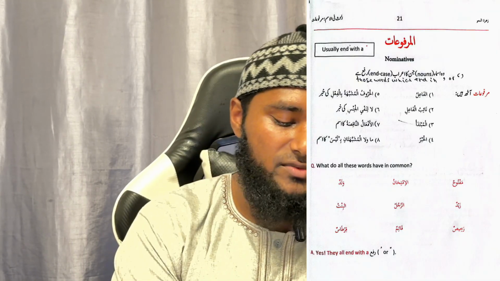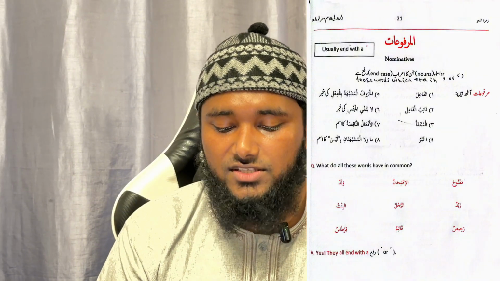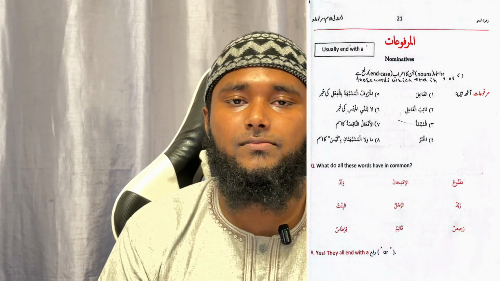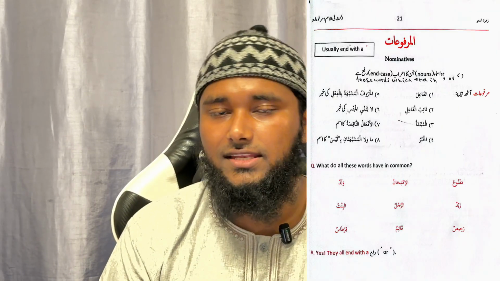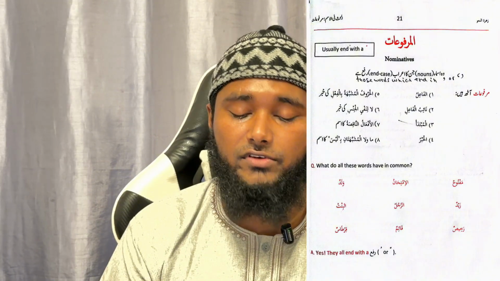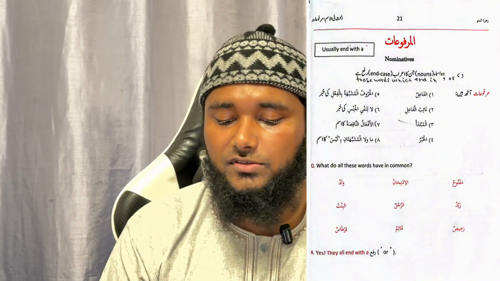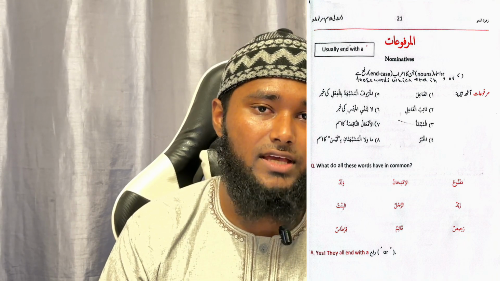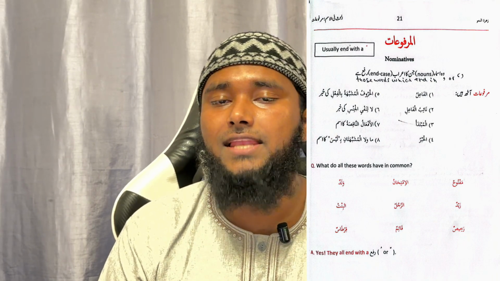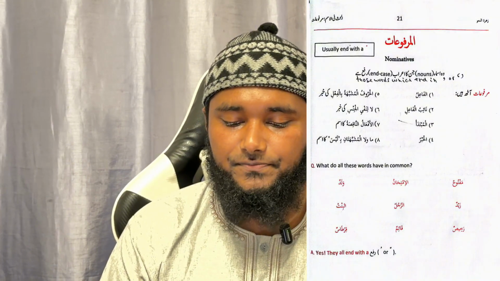And then I went through the chapter of inna wa akhawatuha, the chapter of the particle inna, and the particles that are like inna, and how they affect the words of an informative sentence. And the chapter of inna has 6 particles. Those particles are inna, anna, ka'anna, layta, lakinna, and la'alla.